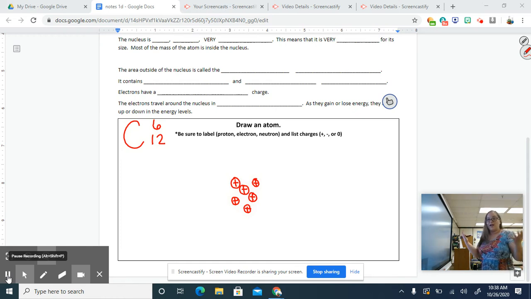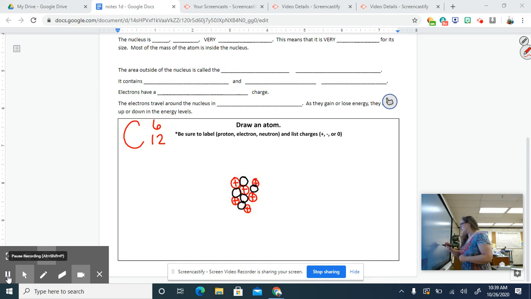How do I know that? Because 6 plus 6 equals 12. So the number of protons plus the number of neutrons equals the atomic mass. We'll talk more about that as we go. But it's basically a really simple algebra problem. You know what the answer is, the total, the atomic mass. You know the number of protons, so you've just got to solve for x. You've just got to find out what plus the number of protons equals the atomic mass. So 6 plus 6 equals 12, so we know we need 6 neutrons.